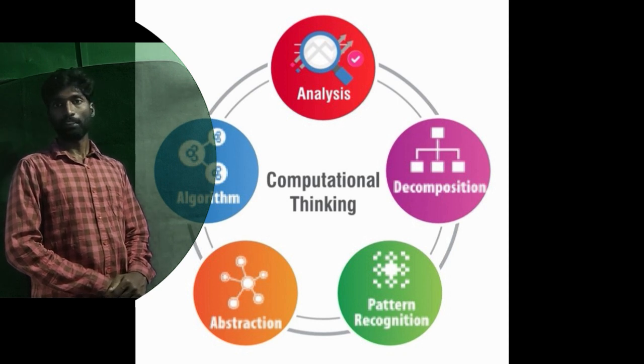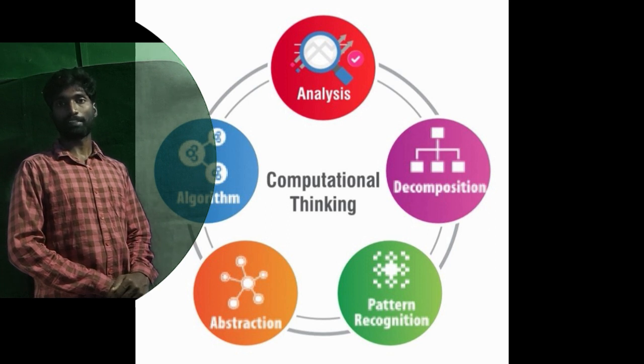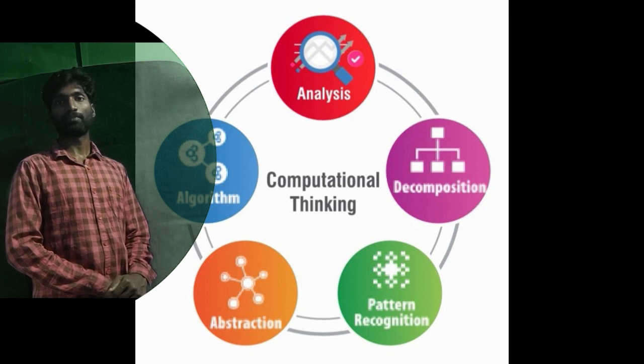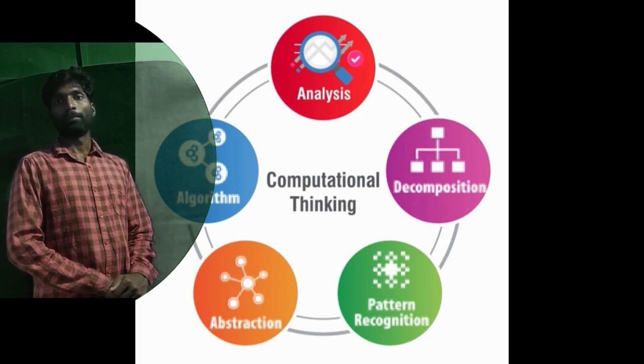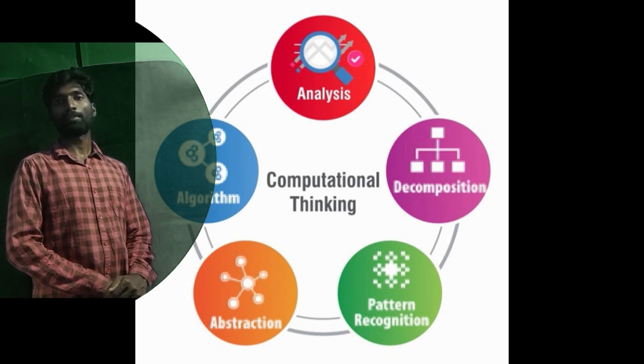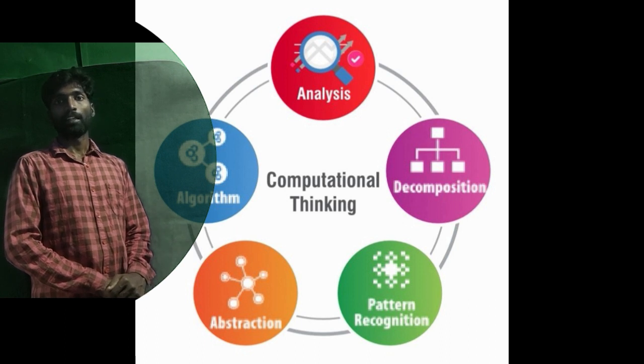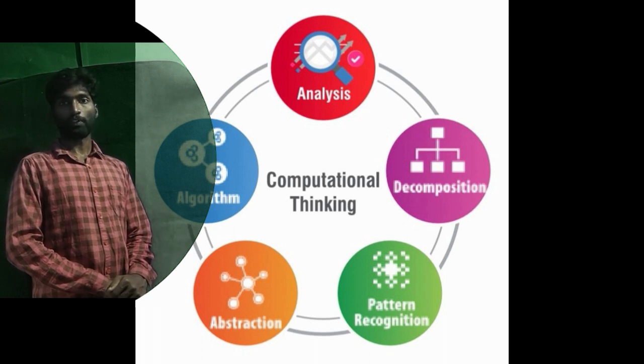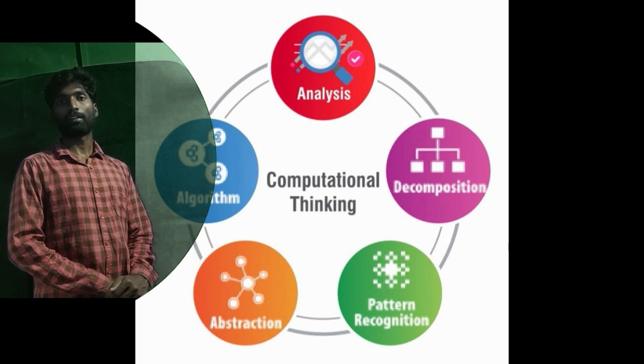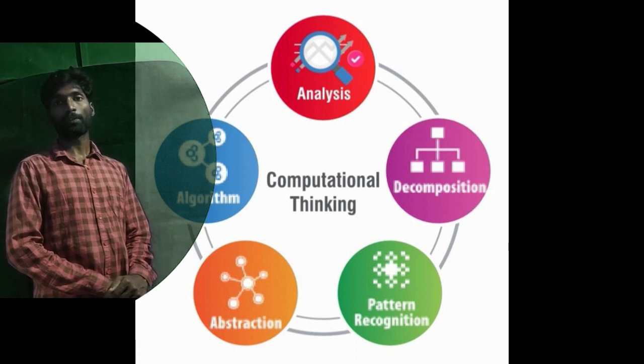Again, I am saying computational thinking is a thought process that teaches us how to solve a complex problem in the real world. Machines and computers solve based on reasoning skill. Computational thinking is not only for computers, it is for humans also, for how we are going to solve a problem.